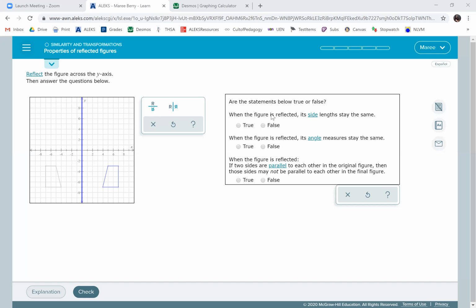When the figure is reflected, its side lengths stay the same. Well, that's true. When the figure is reflected, its angle measures stay the same. True. If two sides are parallel to each other in the original figure, then two sides may not be parallel to each other in the final figure. That's false because they will always be parallel in the final figure.